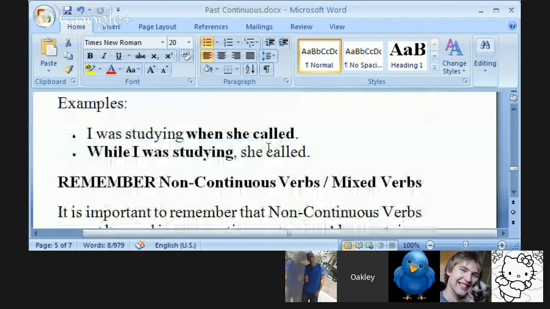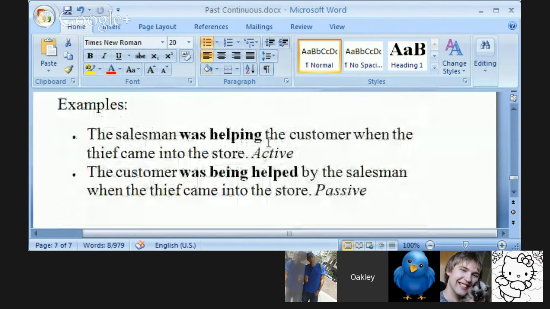Okay. Just really quickly, the passive form. The salesman was helping the customer when the thief came to the store. This is active. Of course, I'm going to take the object in a passive form, and I'm going to make the object the subject. The action happens to the object. The customer was being helped by the salesman when the thief came into the store. All right. That's the structure. Was being. The verb to be gets the ing form, and then the verb is past participle.